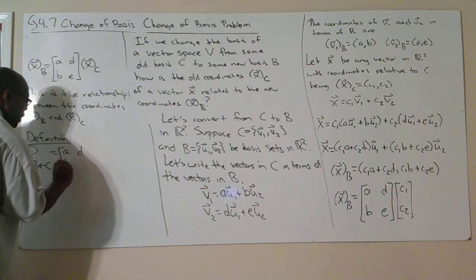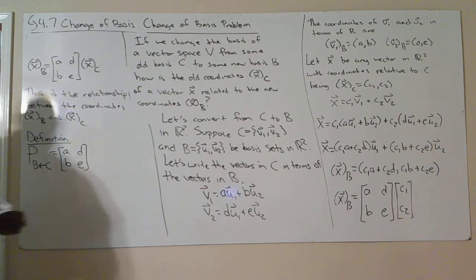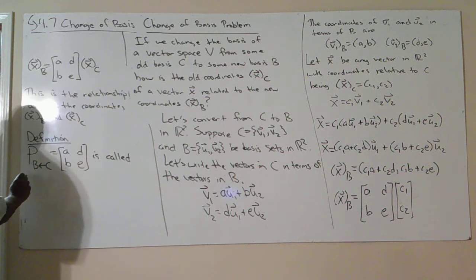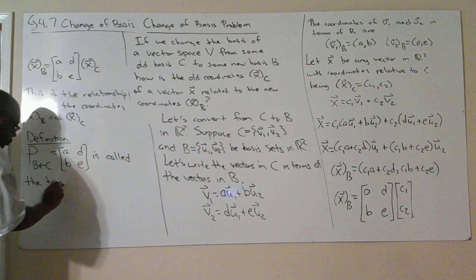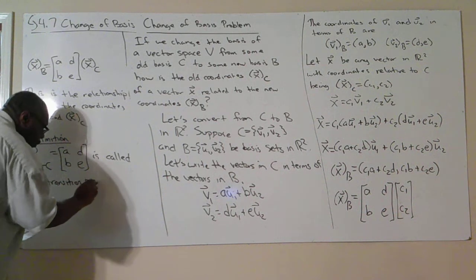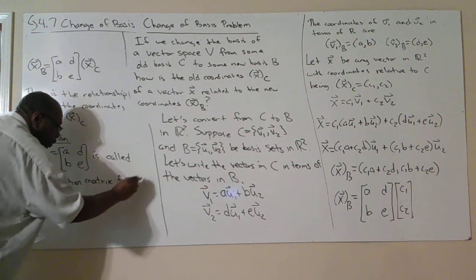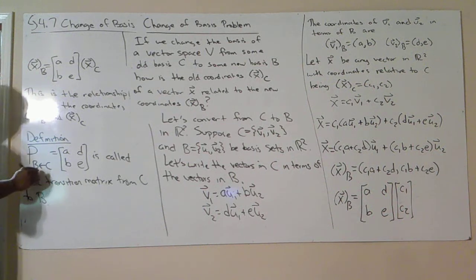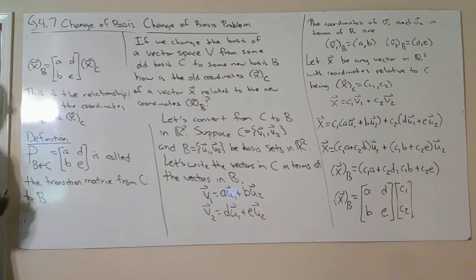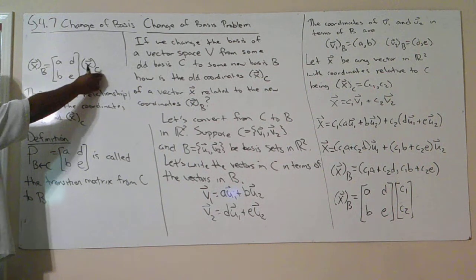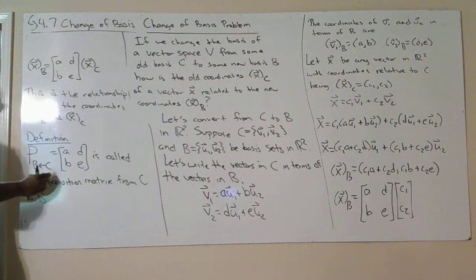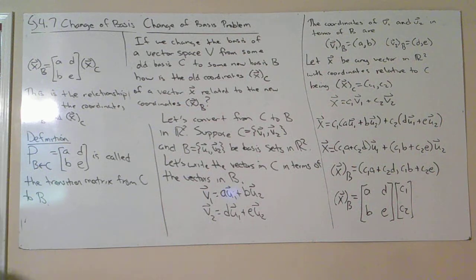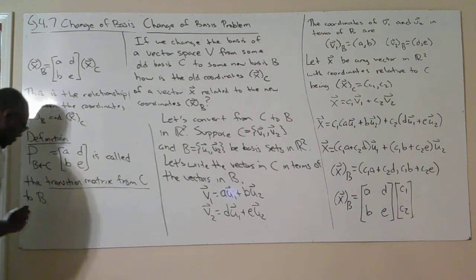A, D, B, E is called the transition matrix from C to B. And there's a reason why we write it this way instead of having the arrow going from left to right. We have it going from right to left. It makes it easier to see that we're taking in C and we're outputting B. So we're taking in C over here, and we're outputting B on the right-hand side. So it's called a transition matrix from C to B.